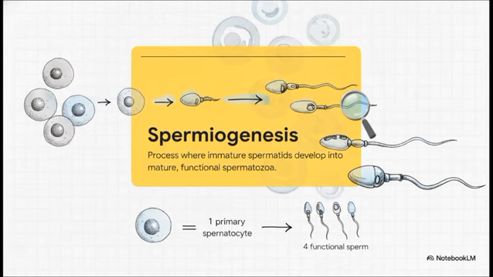Getting them to that final stage requires a highly specific process called spermiogenesis. Please do not confuse this with spermatogenesis. Spermiogenesis is the specific developmental phase where those round, immature spermatids morph into highly specialized, functional spermatozoa, complete with a head, midpiece, and tail. Once mature, they're released from the Sertoli cells in a process called spermiation. So doing the math, 1 primary spermatocyte ultimately yields 4 functional sperm.